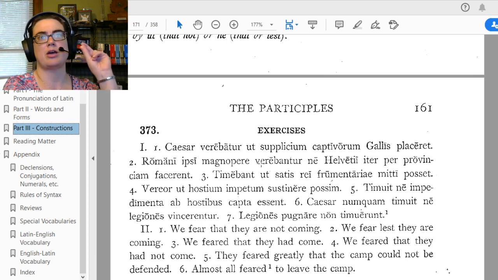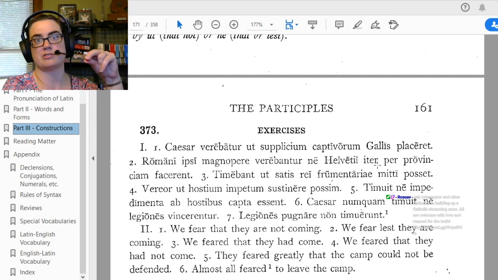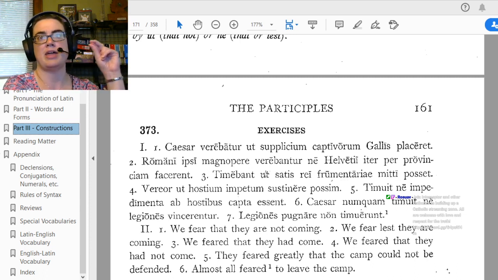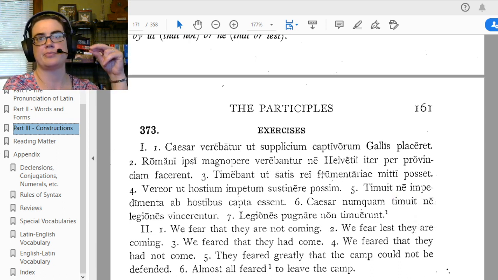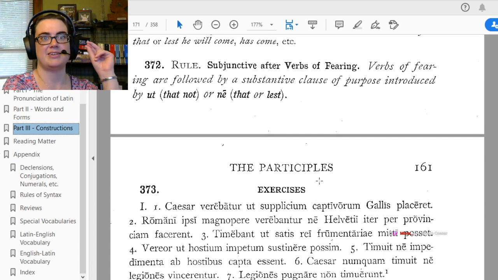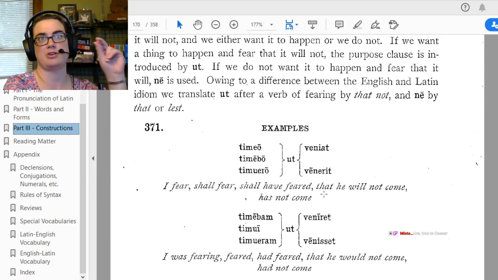Romani ipsi magnopere verebantur ne Helvetii iter per provinciam facerent. The Romans themselves greatly were fearing lest, or that, the Helvetii would make a journey through the province. Timebant ut satis rei frumentariae mitti posset. They were afraid that enough supplies would not be able to be sent. So just translate it reverse of what you think for verbs of fearing.